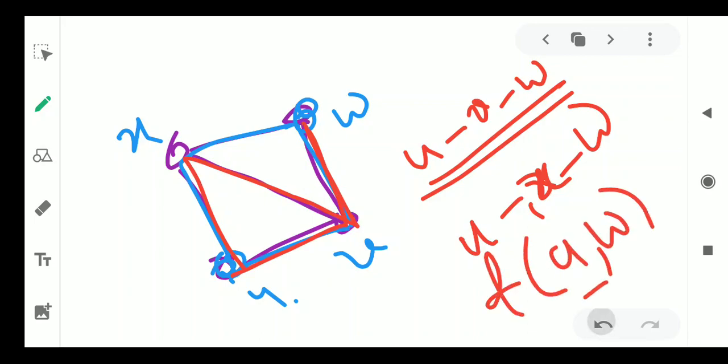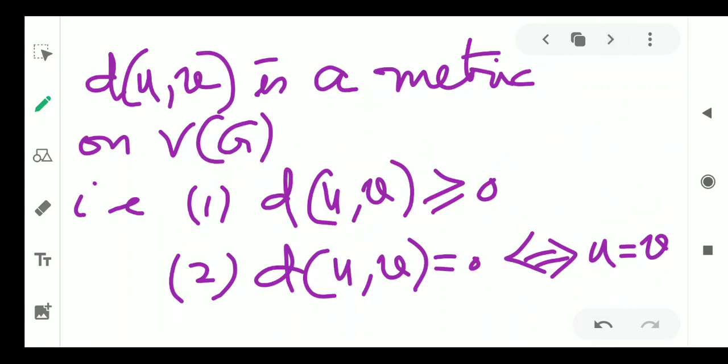here is 2. Now what about the distance between u and x? That's 1, straight away the edge. If there is an edge, distance is always 1. Now what is the distance between v and x? That's also 1. So only 2 vertices, namely u and w, have distance 2. Other vertices have distance 1 between them.